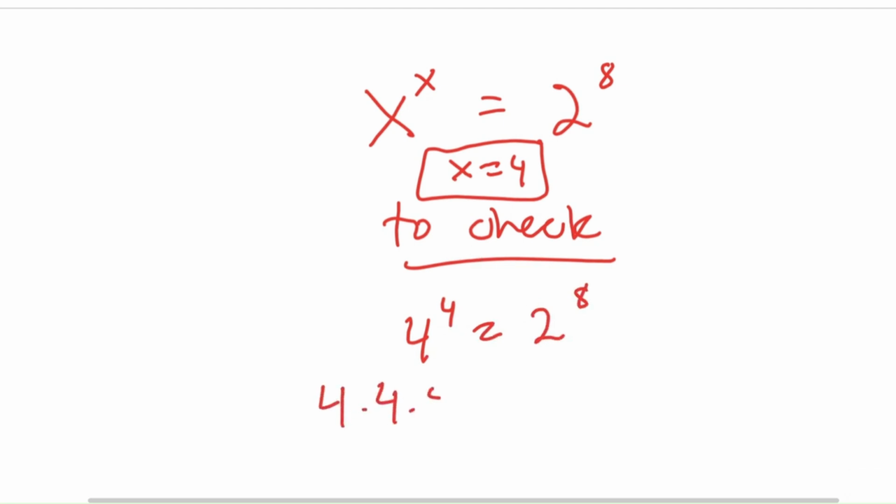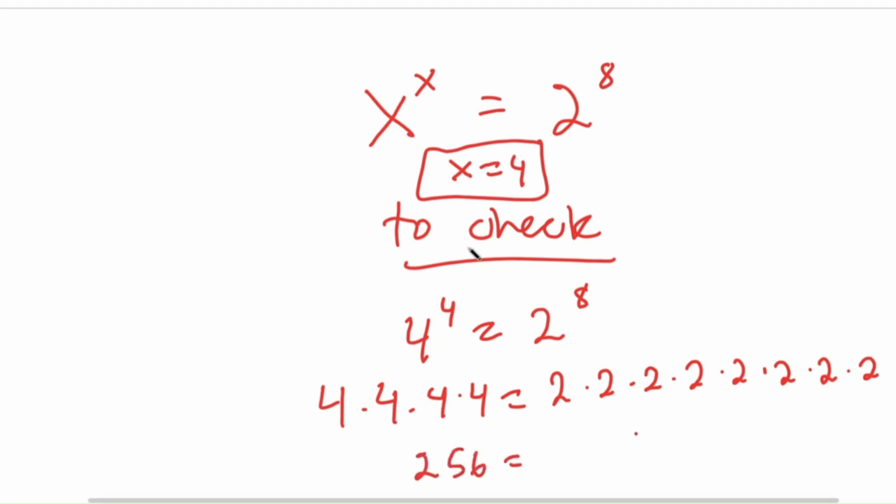4 to the power of 4, that's 4 times 4 times 4 times 4. 2 to the power of 8 is 2 times 2 times 2 times 2 times 2 times 2 times 2 times 2. 4 times 4 is 16, 16 times 4 is 64, and 64 times 4 is 256. 2 times 2 is 4, 4 times 2 is 8, 8 times 2 is 16, 16 times 2 is 32, 32 times 2 is 64, 64 times 2 is 128, and 128 times 2 is 256. So these two are equal to each other, meaning our solution is right.